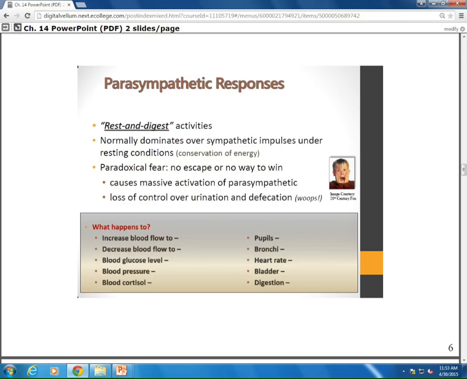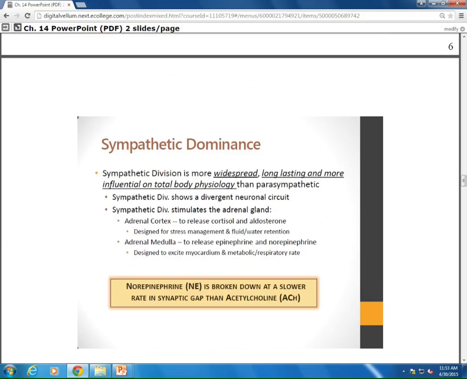Heart rate, decreased. Bladder is now increased. Now we can let go of water to manage acid, base, and acidic levels like that, and electrolyte levels. What about digestion? We increase digestion. So it's everything flip-flop from the sympathetic. Okay, and that's it. That's the most of the material I need you to know. The rest of it is just getting some details.